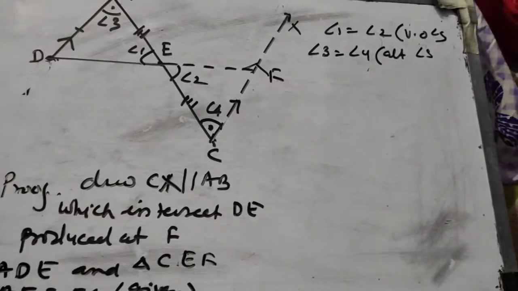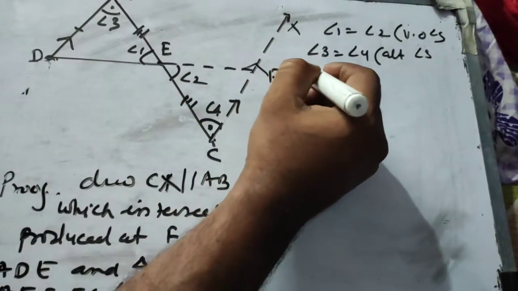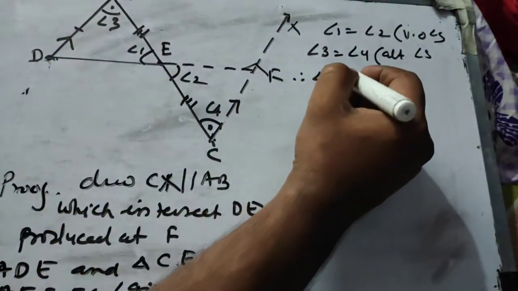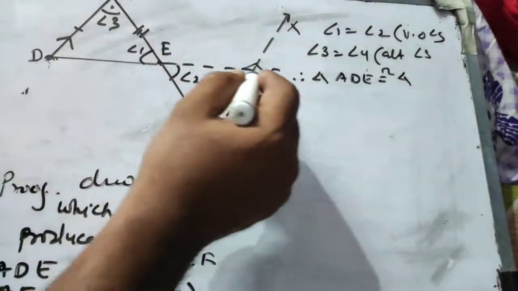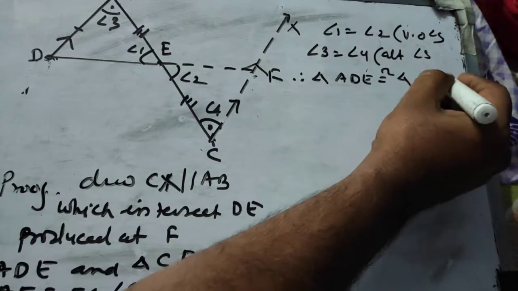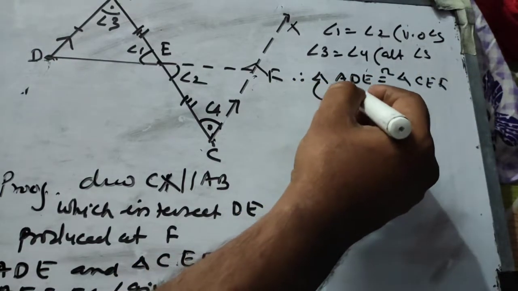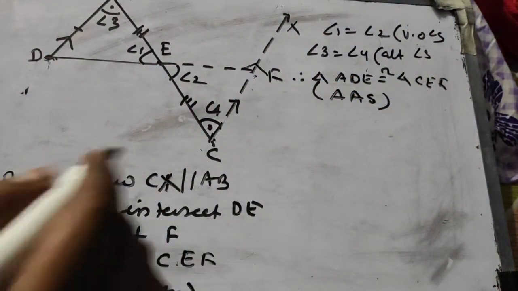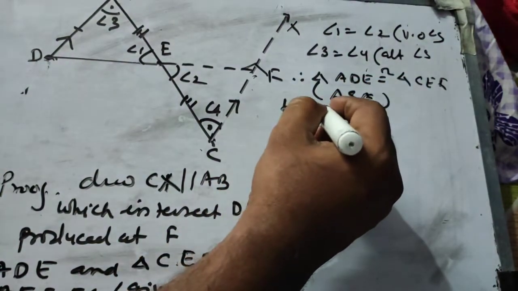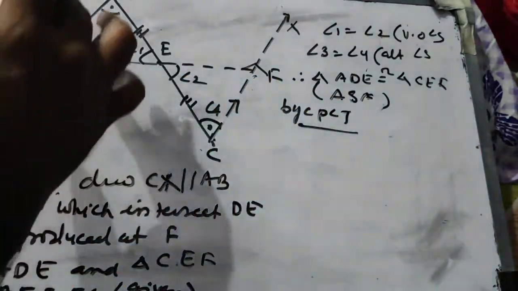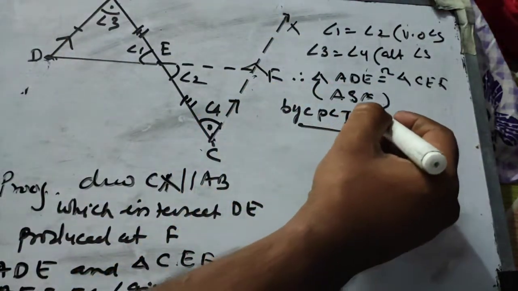So we'll write hence triangle ADE is congruent to triangle CEF. Congruency rule will be ASA, sorry, this will be ASA. So by CPCT what will happen? We'll write AD will be equal to CF.